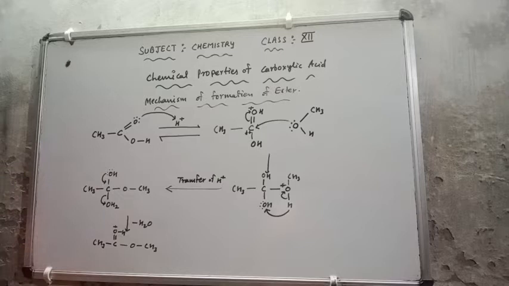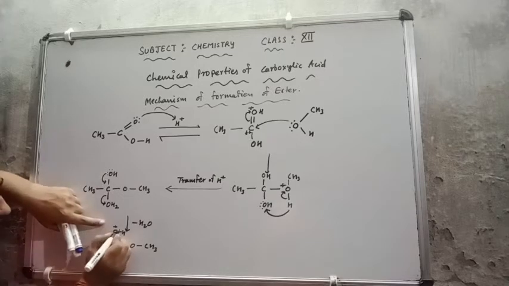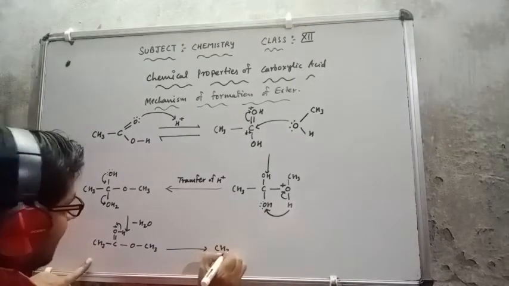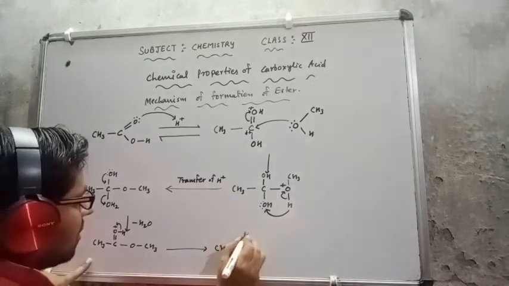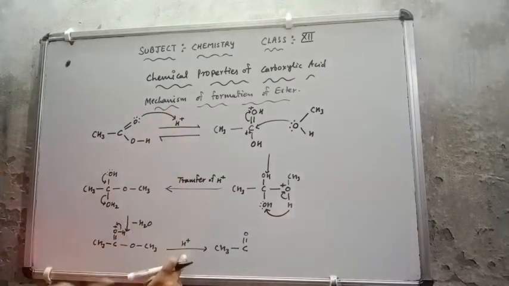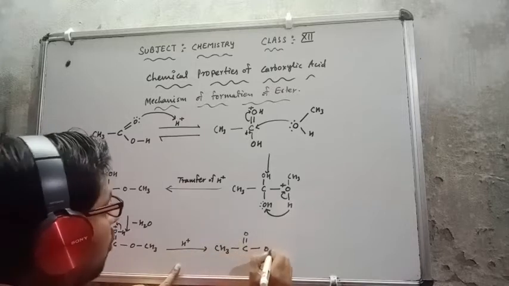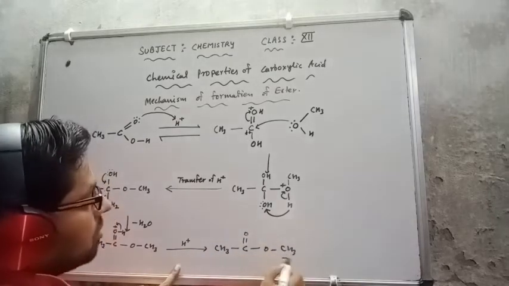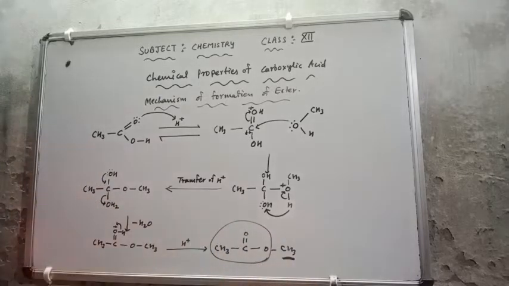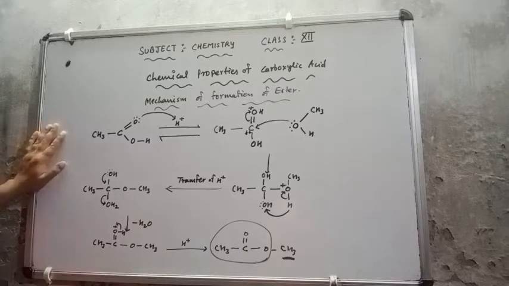Now what's happened here, the positive charge oxygen is here, so this bond is transferring the electron towards the oxygen. So at last the major product I am getting here is CH3 single bond C double bond O, and this H positive that I took in the starting is removed from here, and this is OCH3, so this is methyl and this is ethanoate, so that is the ester. So simply, this is the mechanism of formation of ester.